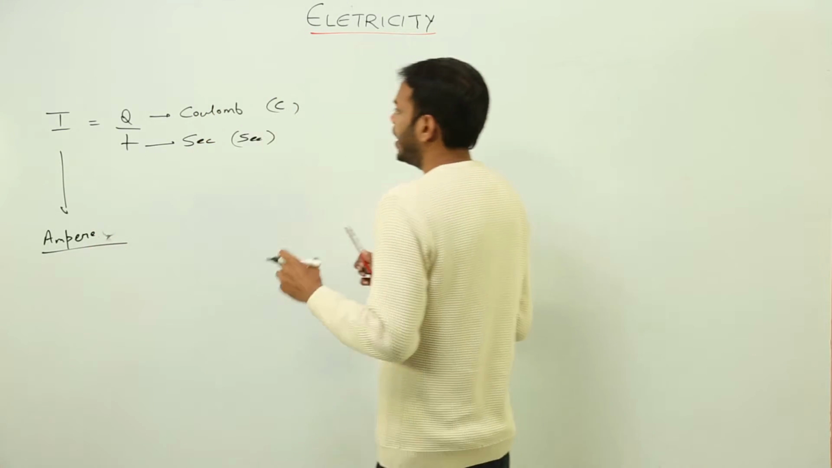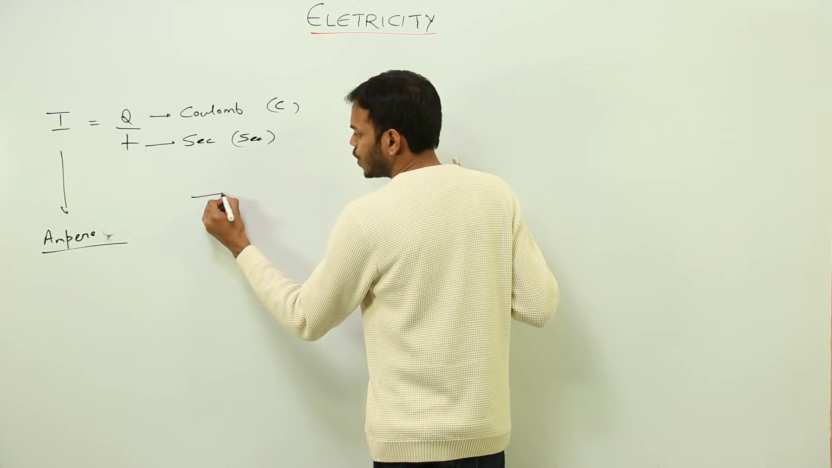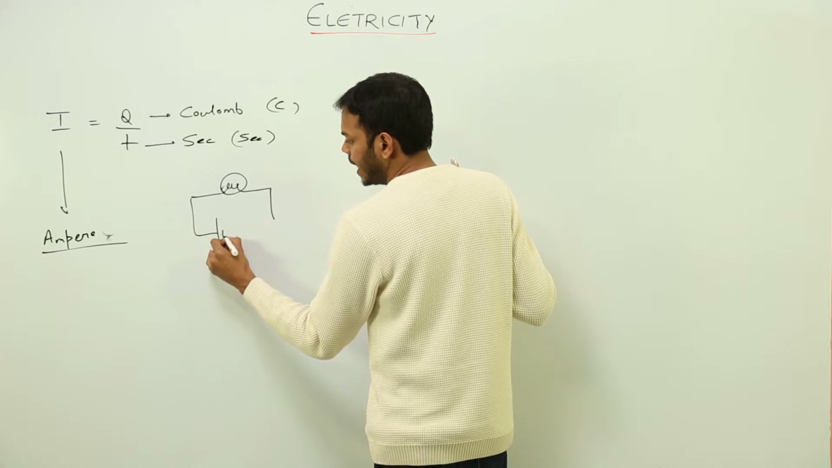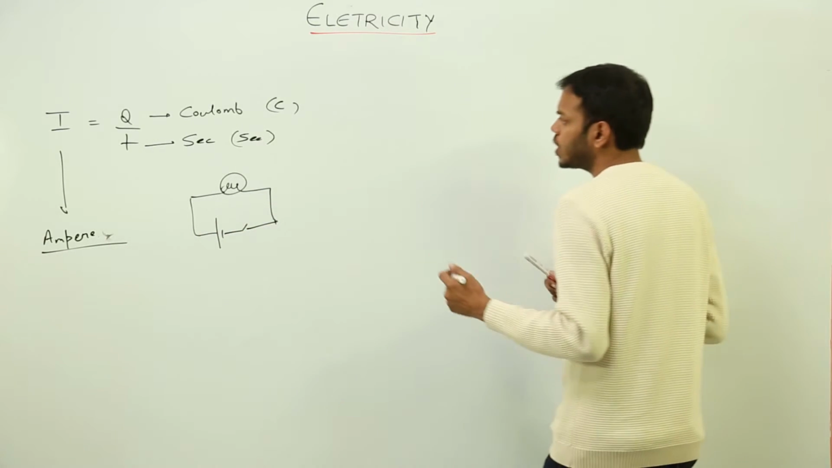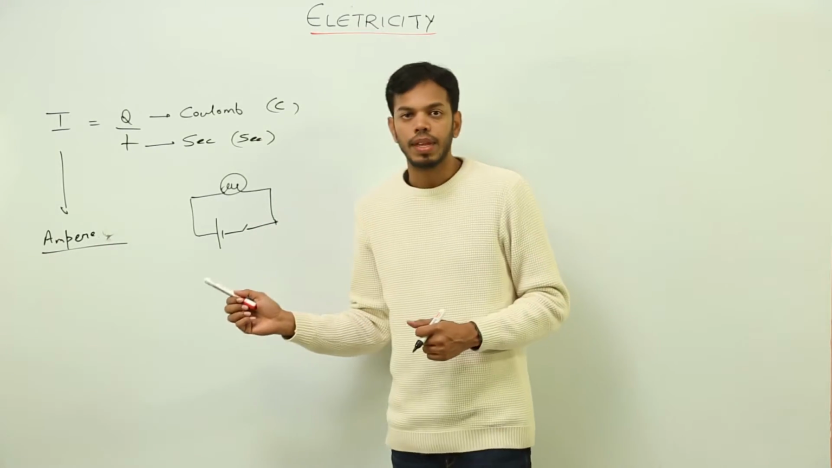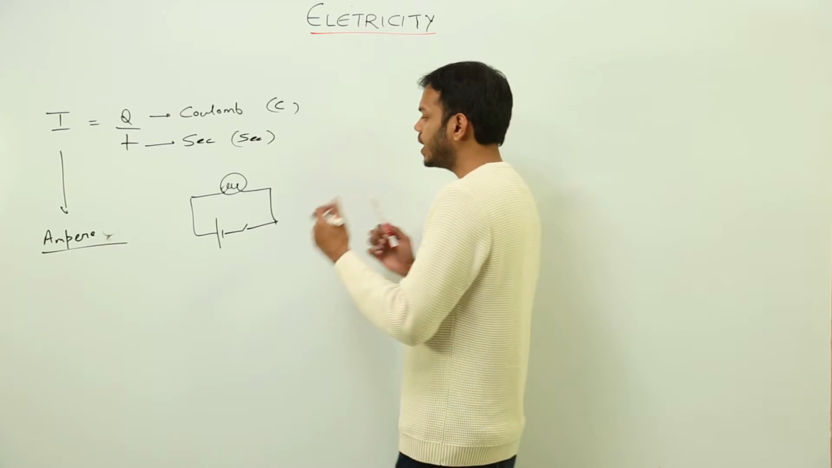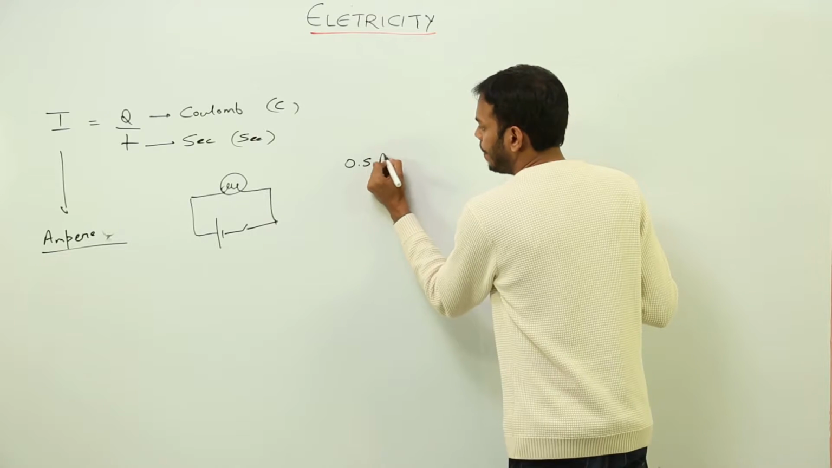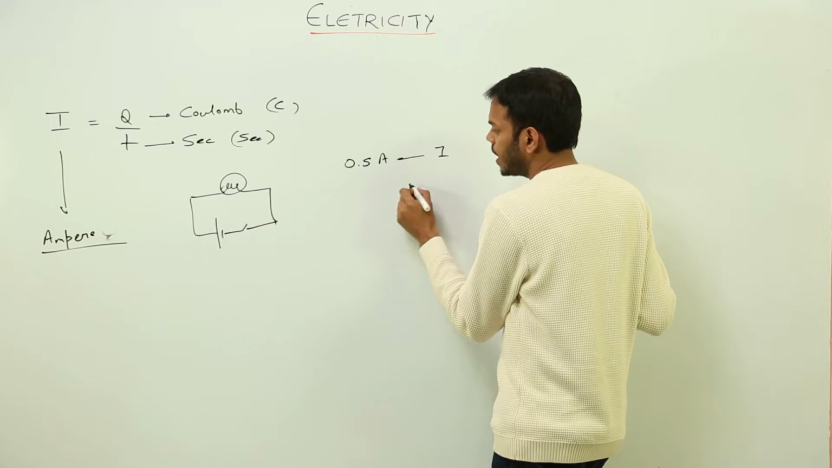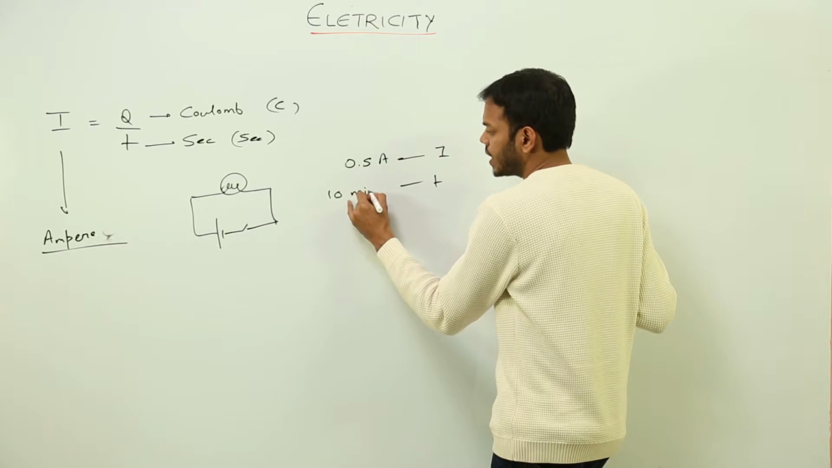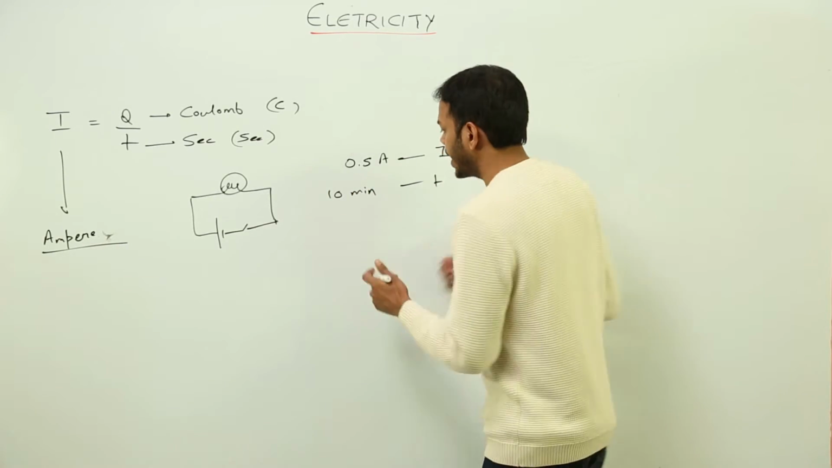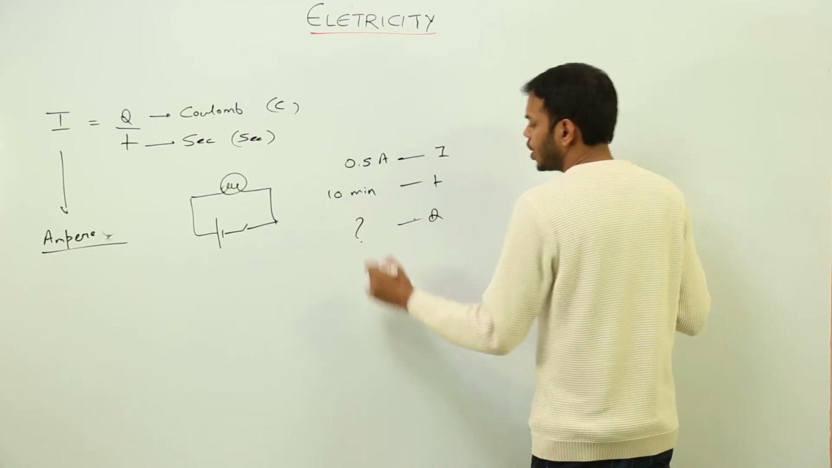Now, let us take back the circuit which we were doing. Filament, bulb, this is the symbol of a bulb, cell and a switch. Suppose I give you that 0.5 ampere of current is drawn by the bulb from this cell for 10 minutes. So time is 10 minutes. I want to know how much charge has flown, or how much charge has been utilized. So that means I'm asking about Q, right?